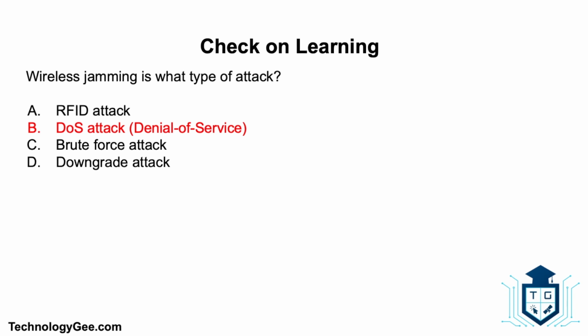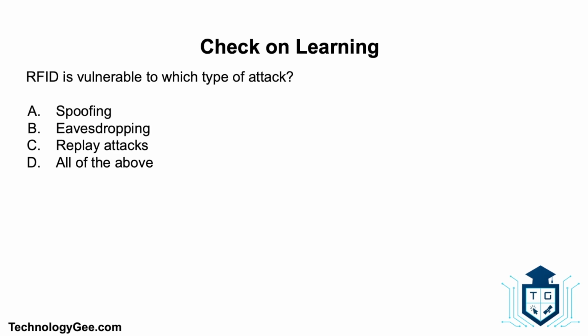Next question. RFID is vulnerable to which type of attack? Would this be spoofing, eavesdropping, replay attacks, or all of the above? So RFID is vulnerable to which one of these attacks? And the correct answer is, this will be all of the above: spoofing, eavesdropping, and replay attacks.